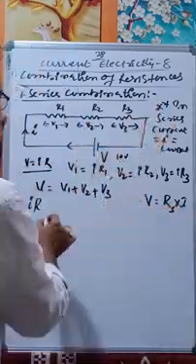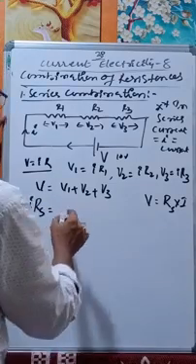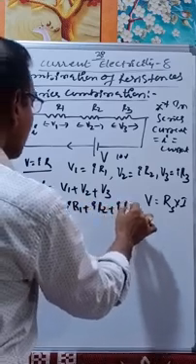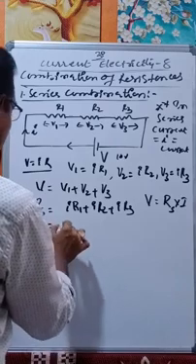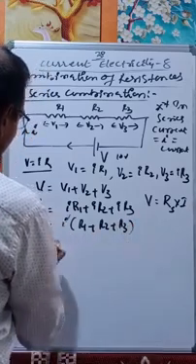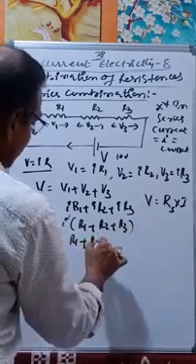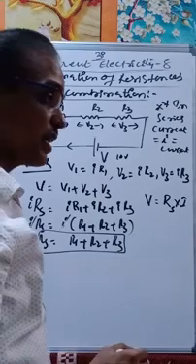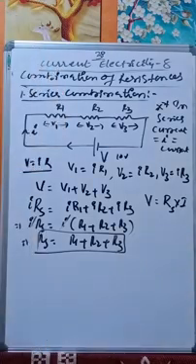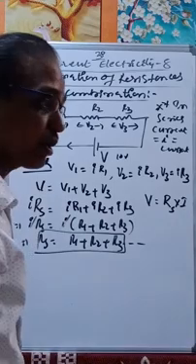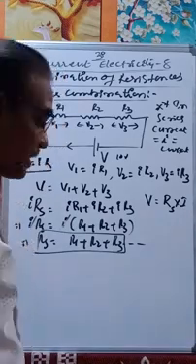So I into RS is equal to I R1 plus I R2 plus I R3. This implies I RS is equal to I into (R1 plus R2 plus R3). I gets cancelled. Therefore RS is equal to R1 plus R2 plus R3. This is the effective resistance when they are connected in series. If n resistors are connected, it continues R1 plus R2 plus R3 plus R4 and so forth, up to n resistors.